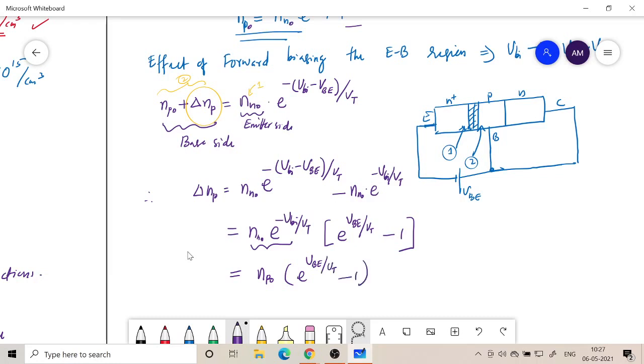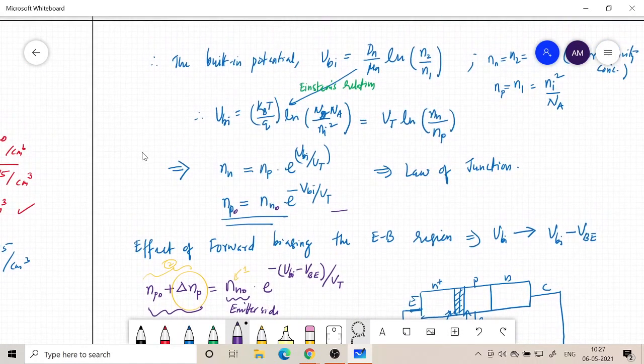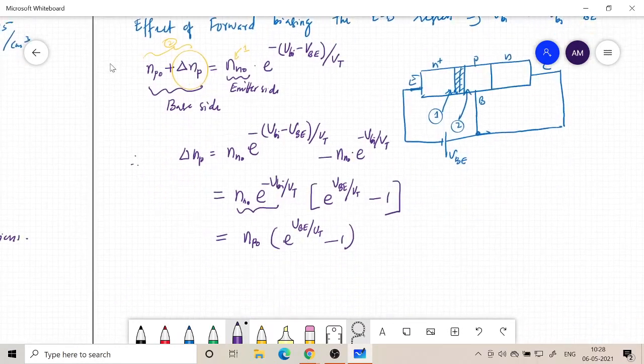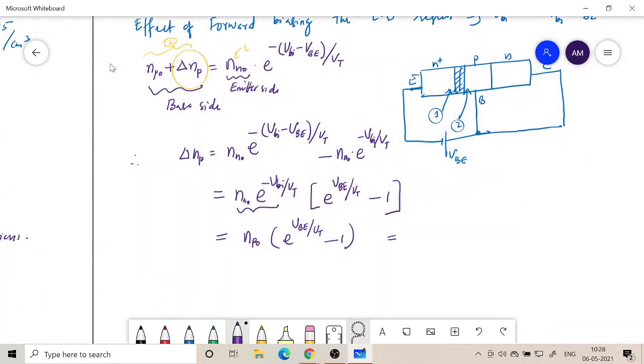And what is that Np0? I think I have written somewhere before, but that is from the law of mass action. So this is basically that expression, which I will substitute there. So this is basically equal to Ni square by, so this is the concentration of electrons in the base region before applying forward bias, and that depends upon the concentration of the acceptor impurity. Ni square by the concentration of the acceptor impurity in the base. Since it is the base region, I will denote it by Nb, into e raised to Vbe by Vt minus 1.